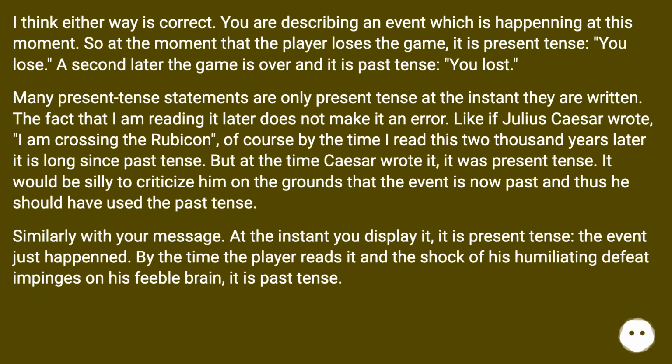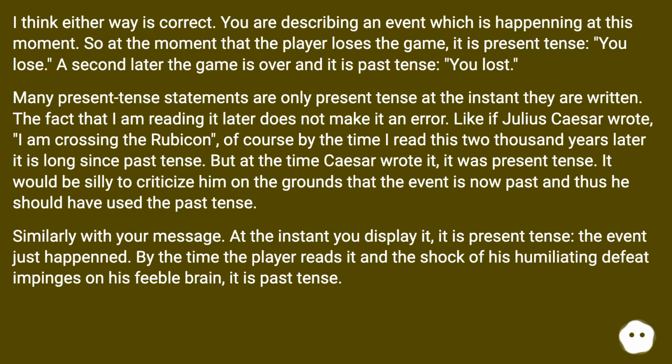Many present tense statements are only present tense at the instant they are written. The fact that I am reading it later does not make it an error. Like if Julius Caesar wrote, "I am crossing the Rubicon", of course by the time I read this 2000 years later it is long since past tense. But at the time Caesar wrote it, it was present tense.